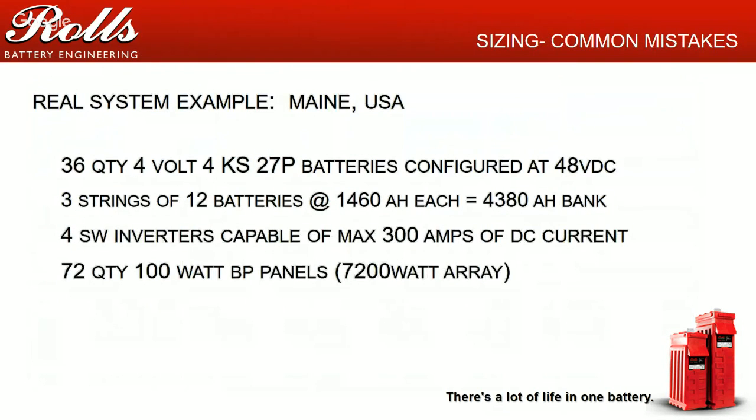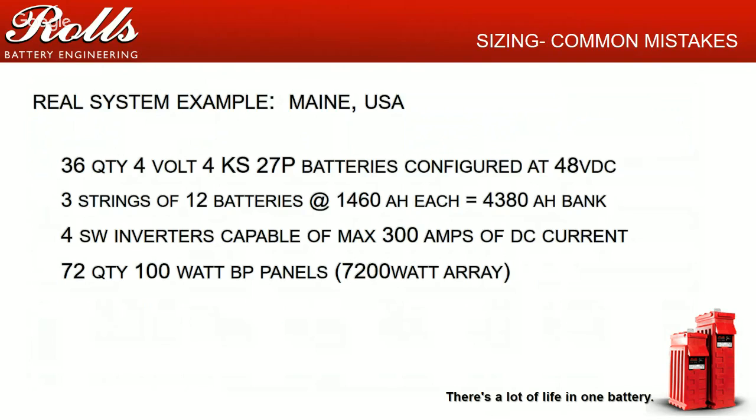Just common sizing mistakes. We had this system come in recently. I like to use real world examples. This one out in Maine, the customer had 36 4KS 27s in 3 strings, so he had a 4,300 amp hour battery bank, 4 SWs capable of doing about 300 amps of DC current when charging, and then he had 72 100 watt BP solar panels. So he had a 7,200 watt PV array.